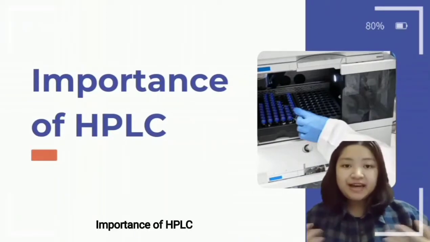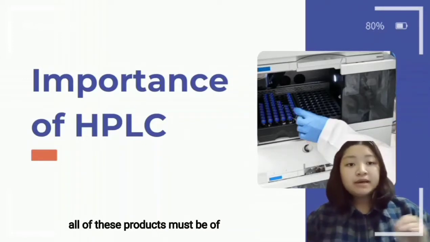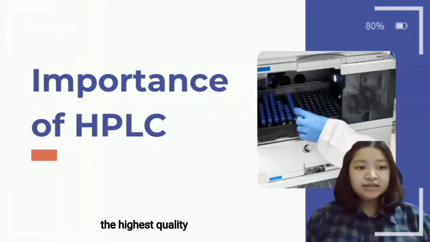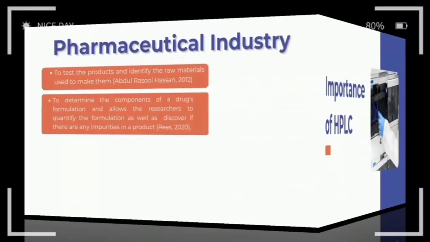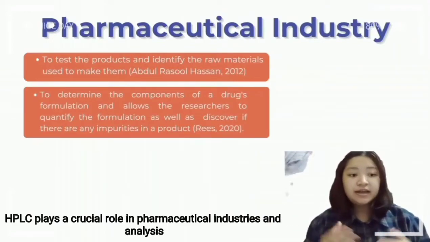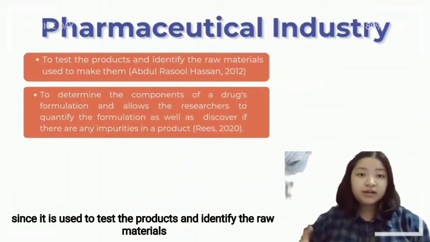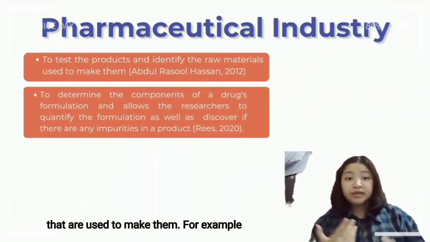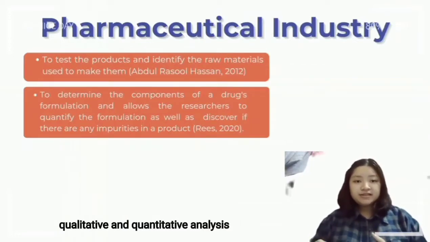Importance of HPLC. In the pharmaceutical sector, all of the products must be of the highest quality in order to ensure the lowest risk to the patient. HPLC plays a crucial role in pharmaceutical industries and analysis since it is used to test the products and identify the raw materials that are used to make them. For example, qualitative and quantitative analysis.